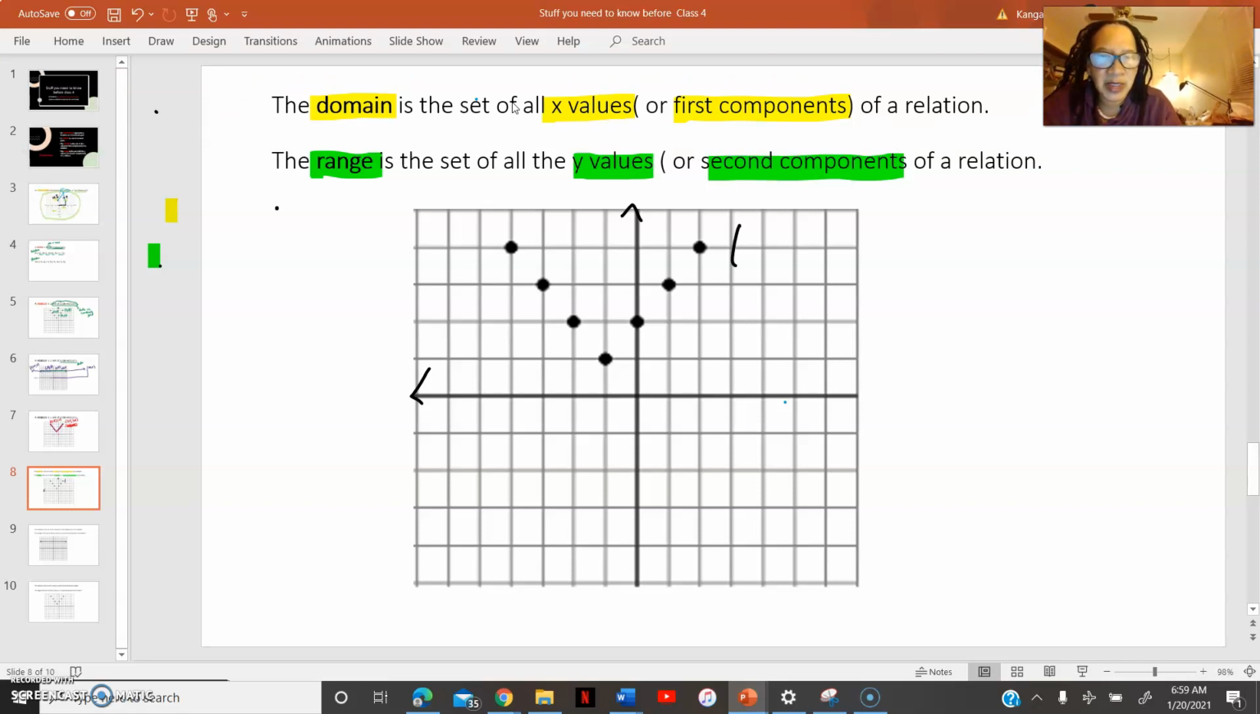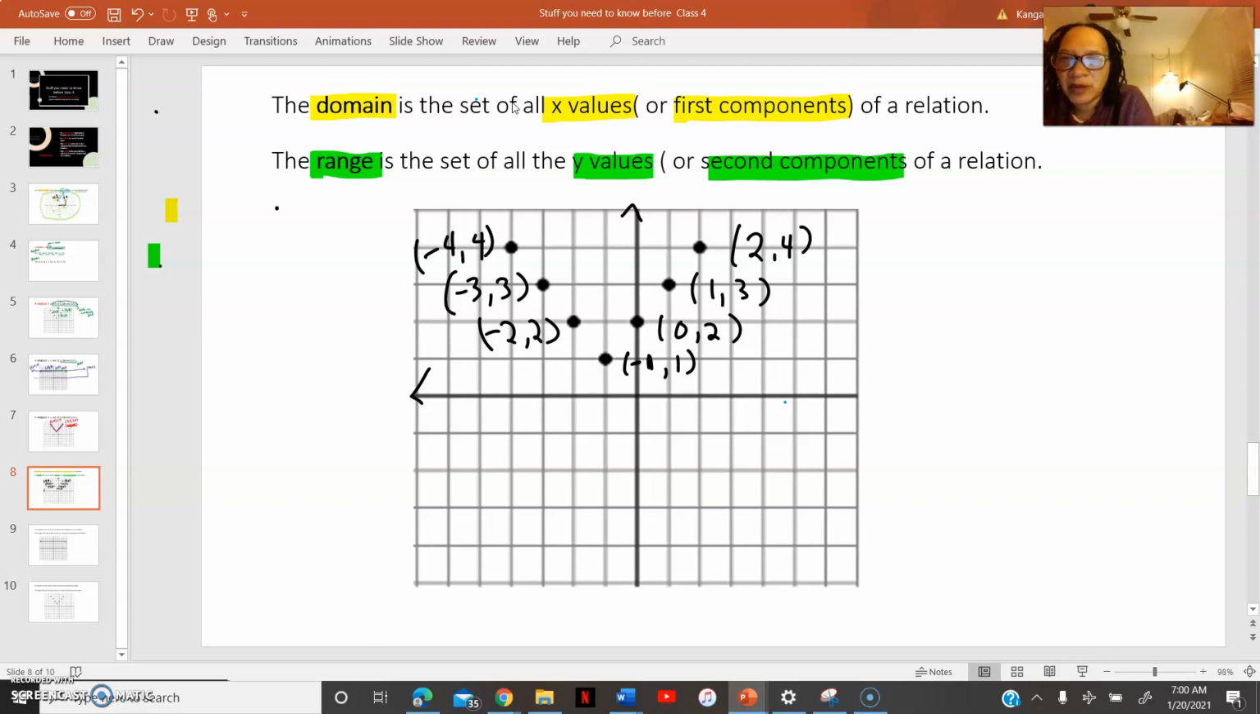So this is the ordered pair 2, 4. That's the ordered pair 1, 3. This is the ordered pair 0, 2. This is the ordered pair -1, 1. This one is -2, 2. That one is -3, 3. And this one is -4, 4.